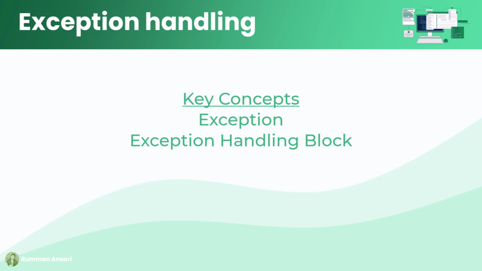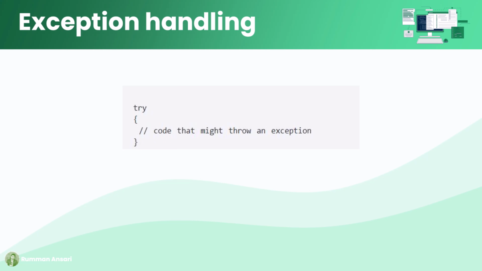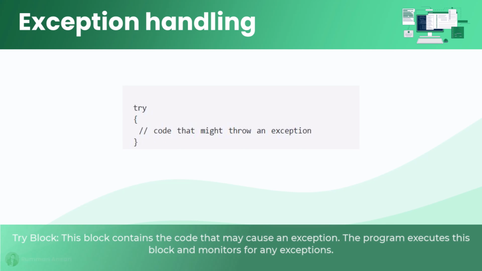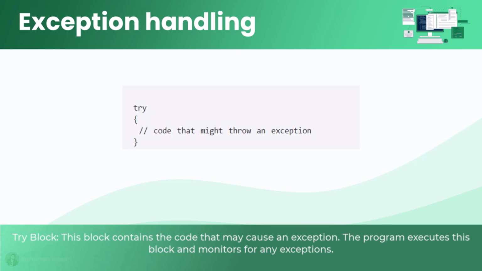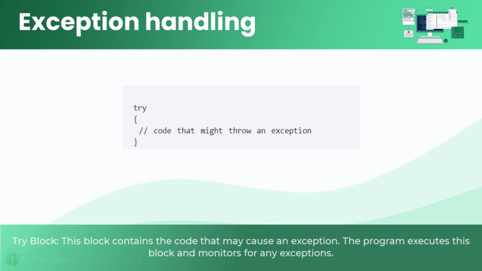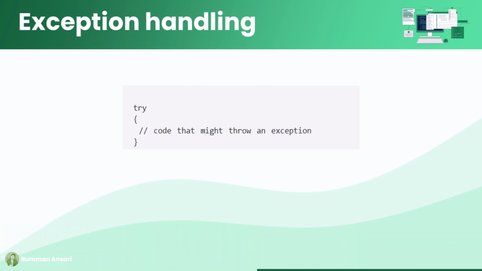Now let me discuss these three exception handling blocks. The first one is the try block. This block contains the code that may cause an error. The program executes this block and monitors for any exception. So whatever code you want to execute, you should write inside this try block.